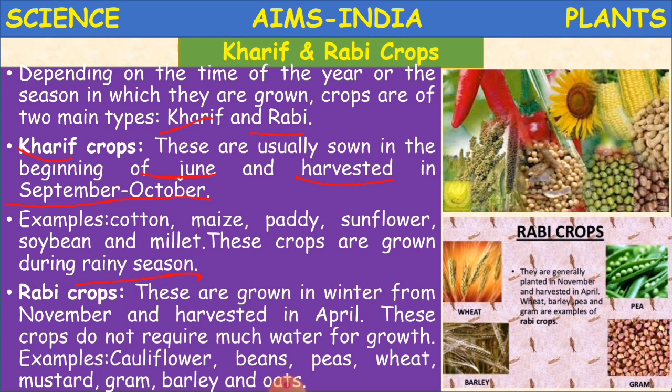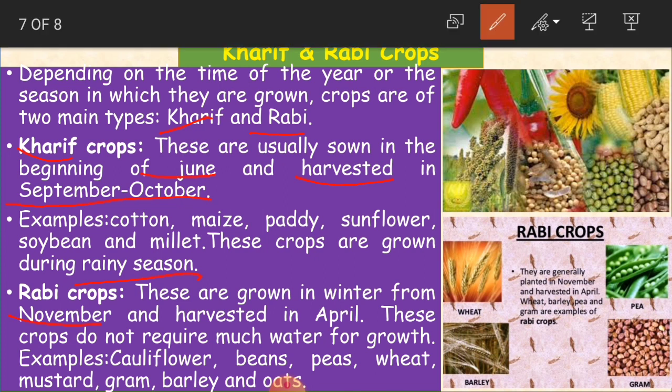Now what about Rabi crops? Rabi crops are grown in winter from November and harvested in April. See here, these are grown in winter. We start sowing the seeds in November and the crop is ready in the month of April. These crops do not require much water for growth. As they do not require much water, we grow them in the winter season. Because you don't have rain, you'll just have some moisture. The climate is cool and the crop is ready to grow in this season.